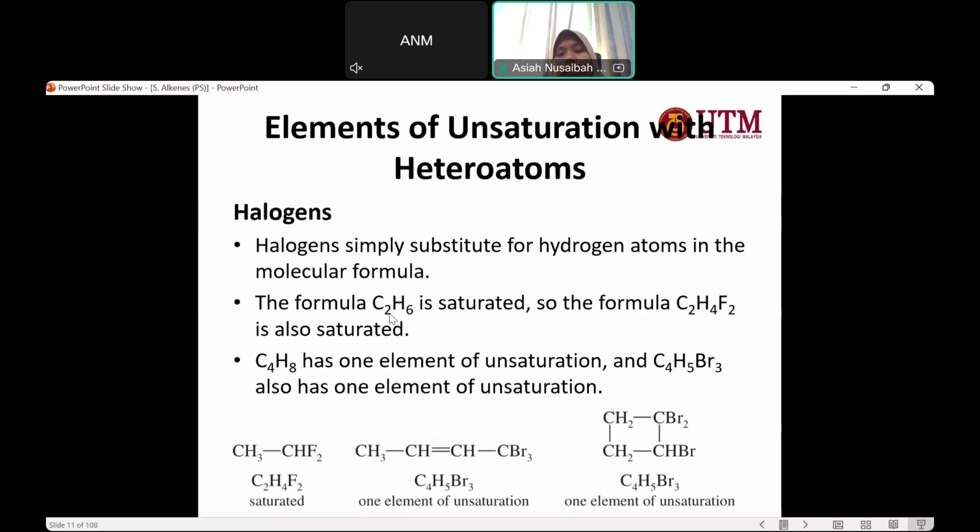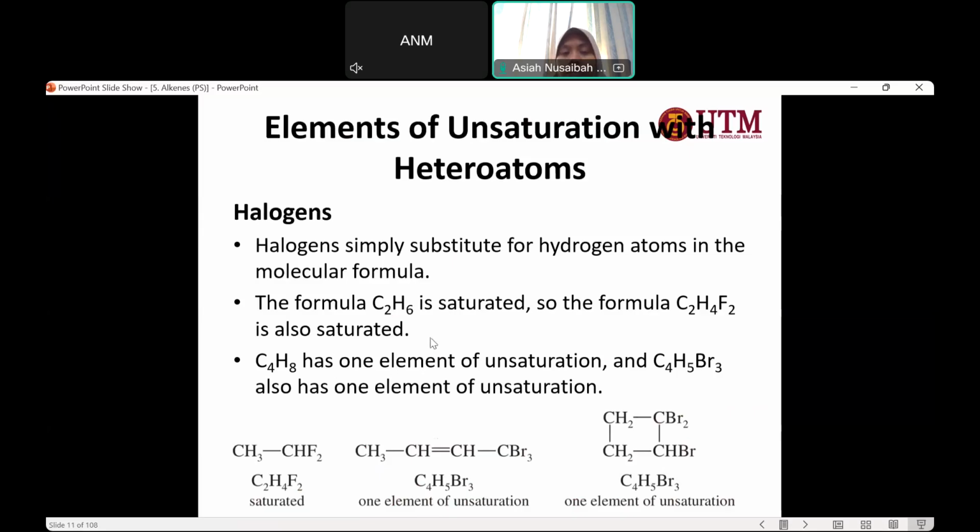So let's say we have C2H6, which is saturated. This is simply ethane, an alkane having 2 C. The formula C2H4F2 is also saturated, meaning all are single bonded. So when there is any halogen, we consider it as hydrogen when we want to calculate elements of unsaturation.